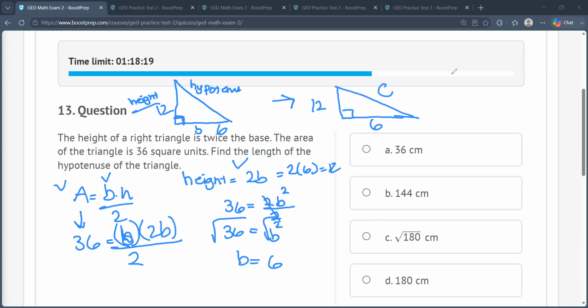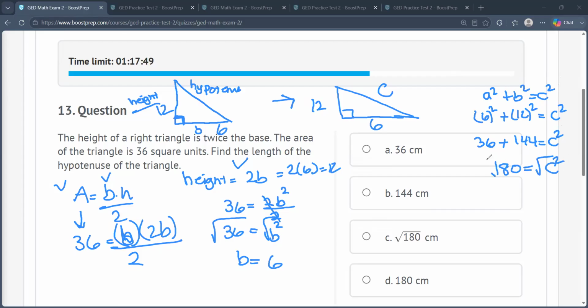So now what you could do is apply the Pythagorean theorem because it is a right triangle. a squared plus b squared equals c squared. One of my legs is 6, so it's going to be 6 squared. My other leg is 12, equals c squared. 6 squared is 36. 12 squared is 144, equals c squared. And then 144 plus 36 is 180, equals c squared.